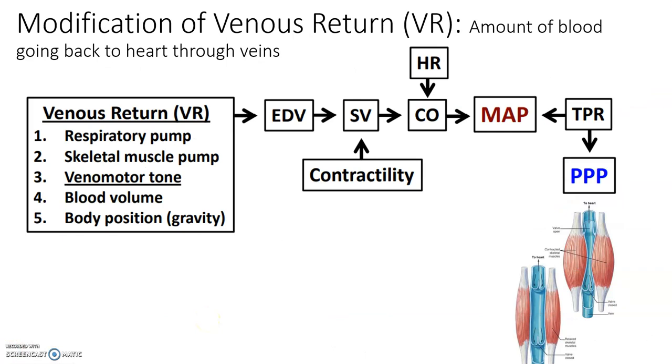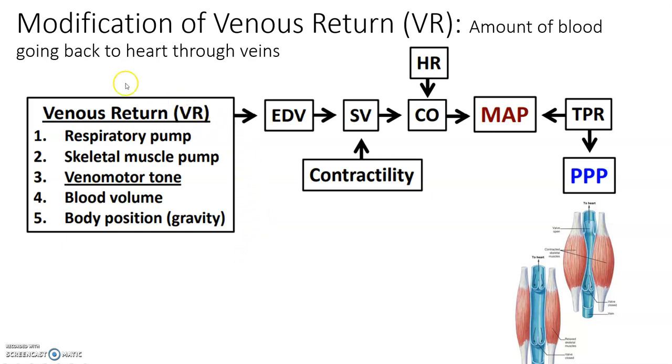So if we take a look at this, what we call the roadmap to MAP, where MAP is outlined in red here. These are all factors that affect mean arterial pressure. And one of those is venous return, as we saw before. Now, there are actually 5 different ways that we can affect venous return, or the amount of blood that's going back to the heart through the veins.